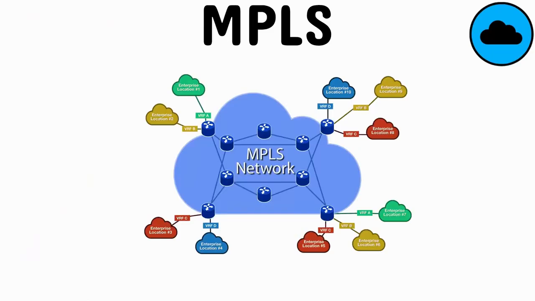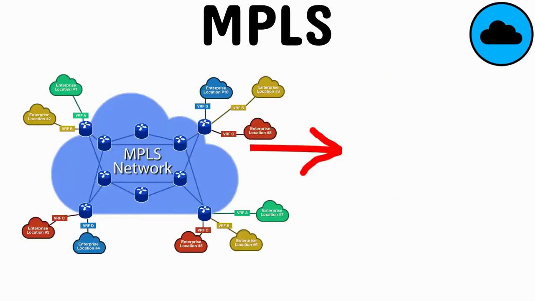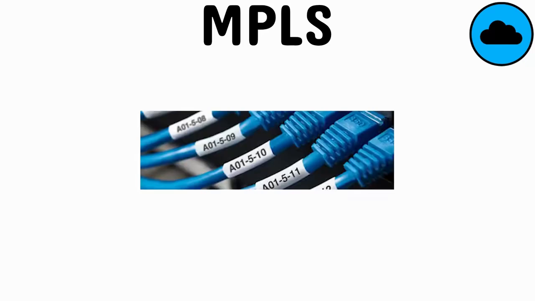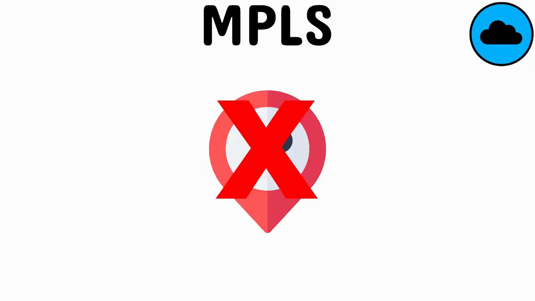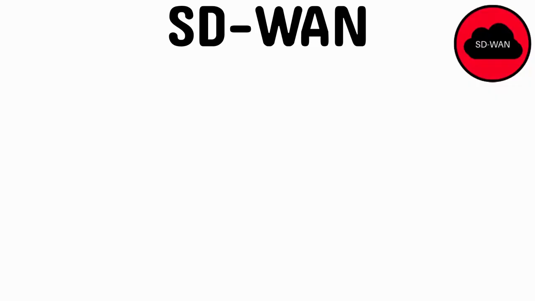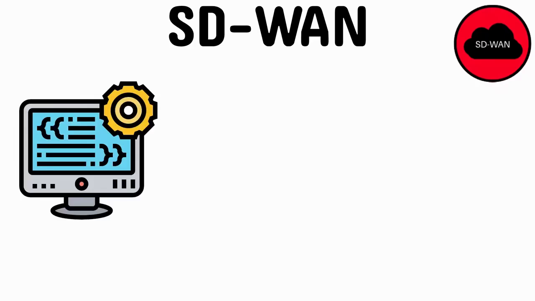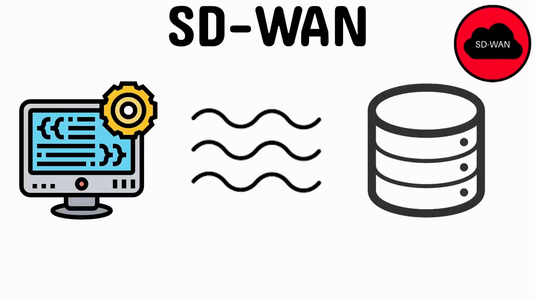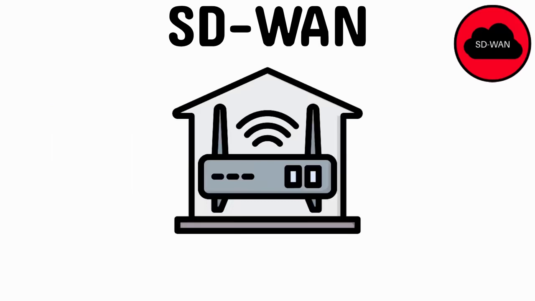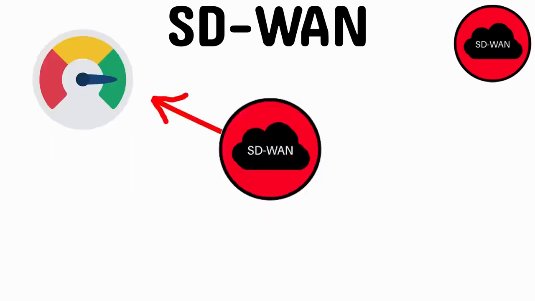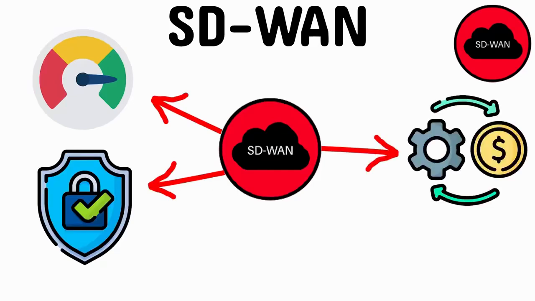MPLS is a routing technique used in large networks to improve the speed and efficiency of data traffic. It uses labels to make routing decisions instead of relying solely on IP addresses. SD-WAN is a modern approach to managing a wide area network. It uses software to control the flow of data across multiple network connections, such as broadband, LTE, or MPLS, ensuring better performance, security, and cost efficiency compared to traditional WAN architectures.